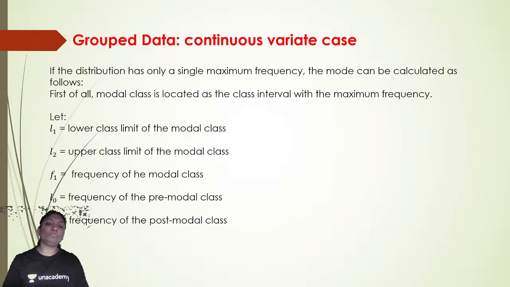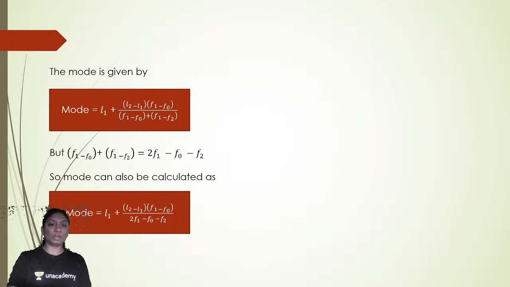F1 is the frequency of the modal class, F0 is the frequency of the pre-modal class, F2 is the frequency of the post-modal class. जैसे हमने median class निकाला था, exactly similar way हम लोग यहाँ पे modal class निकालें. So the mode is given by mode is equal to L1 plus L2 minus L1 into F1 minus F0 upon F1 minus F0 plus F1 minus F2. 2 times यहाँ पे F1 है, हम लोग लिखेंगे mode is equal to L1 plus L2 minus L1 into F1 minus F0 upon 2F1 minus F0 minus F2.